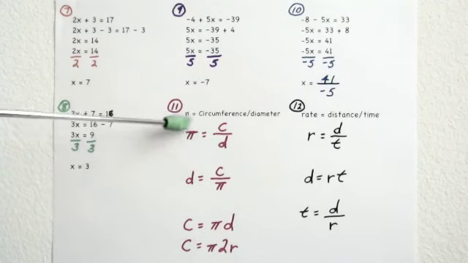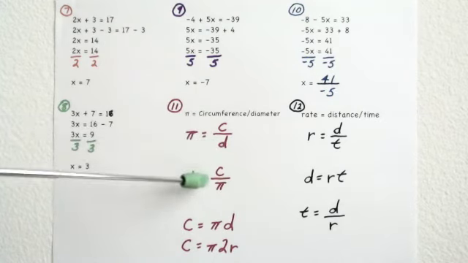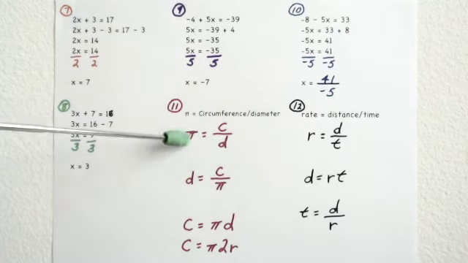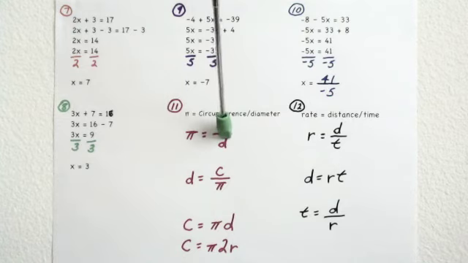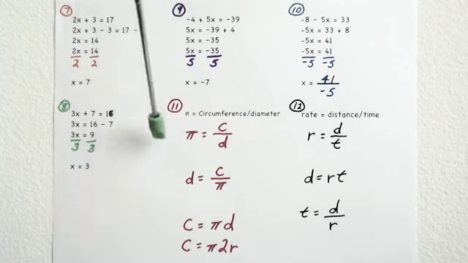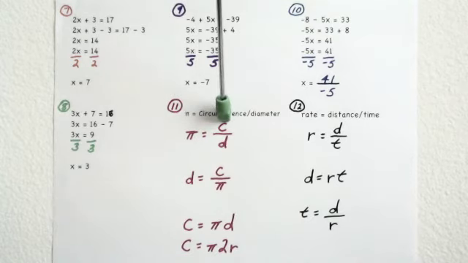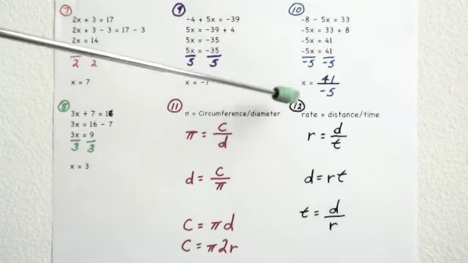Now, I want you to see this. You can switch these two positions. You see that? How did I do that? In order to get d by itself, first I have to get it out of the denominator. So I have to multiply this side by d. Therefore, I have to multiply this side by d. And I end up with pi times d equals c. And to get the pi away from this side, I'd have to divide by pi, and I'd have to divide the c by pi.